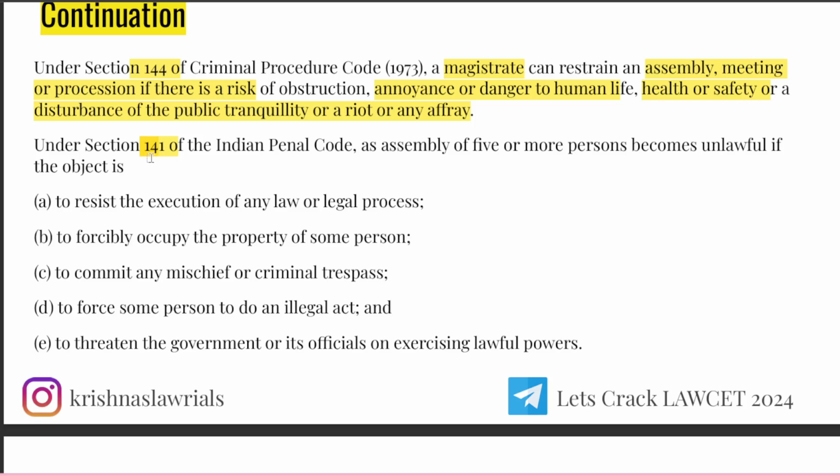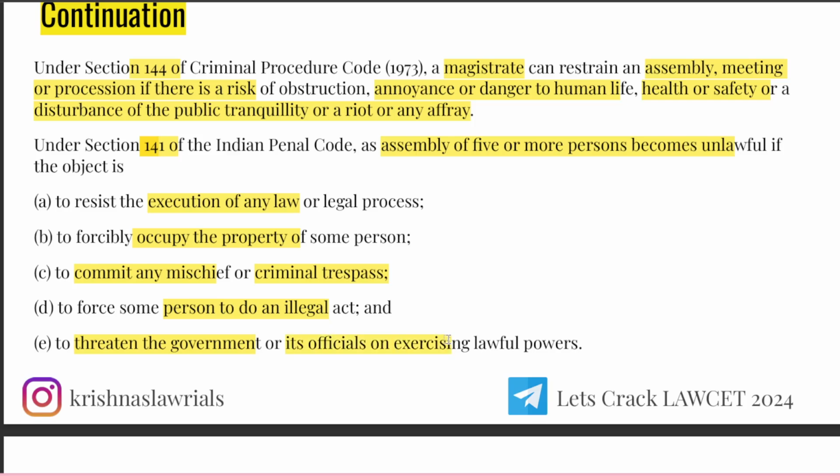So under Section 141, they say that an assembly of 5 or more people becomes unlawful. An assembly of 5 or more people becomes unlawful if those people are planning to stop the execution of any law, if they're planning to forcefully occupy someone's property, if they're planning to commit any mischief or any criminal trespass. What do you mean by criminal trespass? Trespass is getting into someone's property without their permission, or forcing someone to do an illegal act, or threatening the government or its officials.